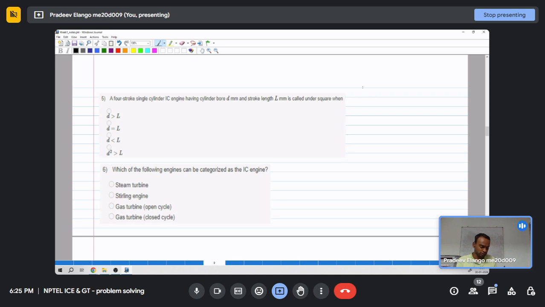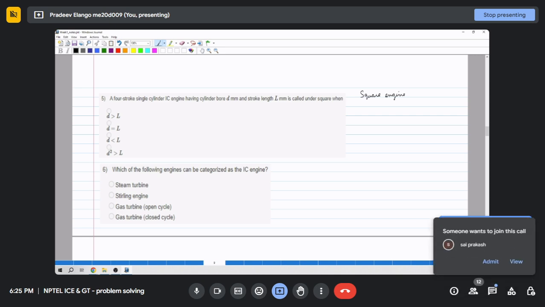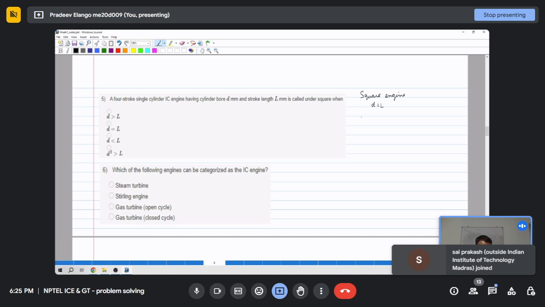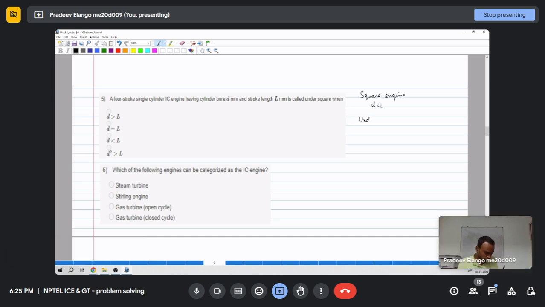Okay. What is a square engine? Yeah, D is equal to L. And underscore engine? D square greater than D? D square greater than L? No, not D square.